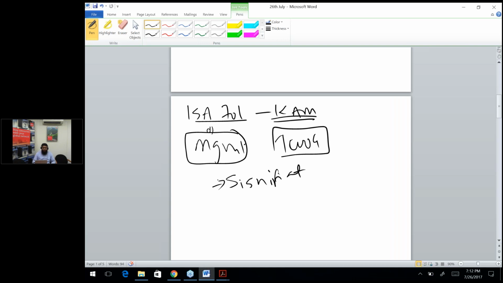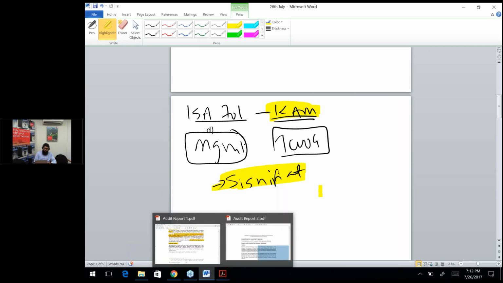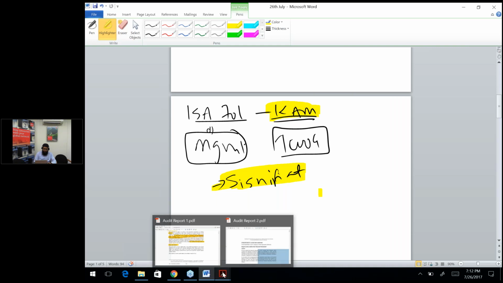Such matters are termed as key audit matters. So what are key audit matters? Key audit matters are the matters that the auditor discusses with management and those charged with governance, and which in the auditor's opinion are of such significance that the auditor should report them to the shareholders. That's why he presents them under the CAM section of the report. So how is it presented in the CAM section?